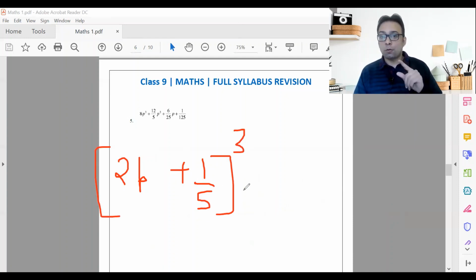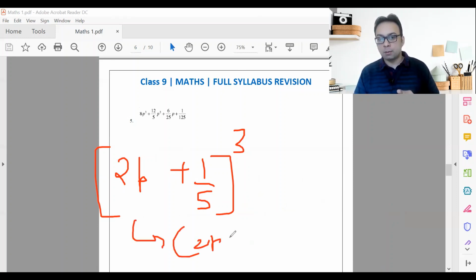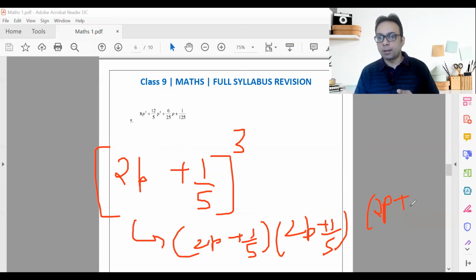But this is a case of factorization, so we will have to write it thrice. So (2p plus 1 by 5). You will not leave this here. (2p plus 1 by 5) multiplied by (2p plus 1 by 5), and again by (2p plus 1 by 5). We'll have to separate the brackets because it's not in the factorized form as of now. So we have to write in the simplified factorized form while giving the final answer.